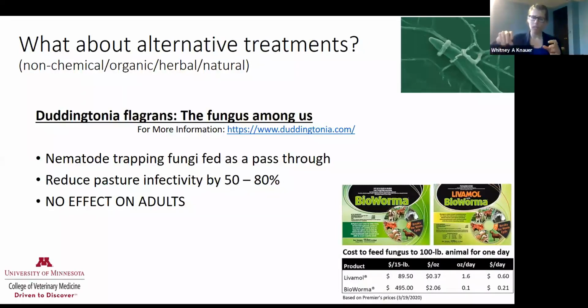And then when the larvae hatch, the fungus traps the larvae, so it can't go anywhere. It can't go up to the top of the grass. So we actually can see reductions in pasture infectiveness by 50 to 80%. And it's not the cheapest thing to be feeding your animals, but it has some promise. So I think that is worth thinking about for your herd or flock.